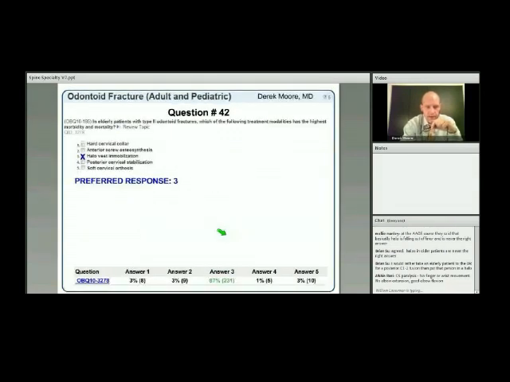So going back to the question, what treatment option is associated with the greatest morbidity and mortality in elderly? The proper answer would be halo vest immobilization, or answer 3. 87% of you got that correct.